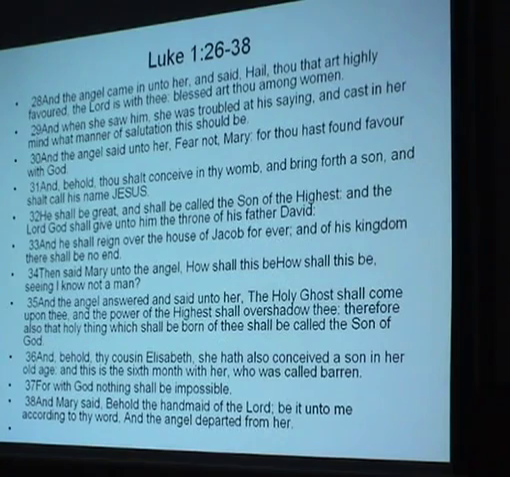Then Mary says, how shall this be, seeing I know not a man? So the angel says the Holy Ghost shall do this. And then very quickly she says, be it unto me according to thy word. So there isn't a long, protracted debate over whether she should do this or not, right?